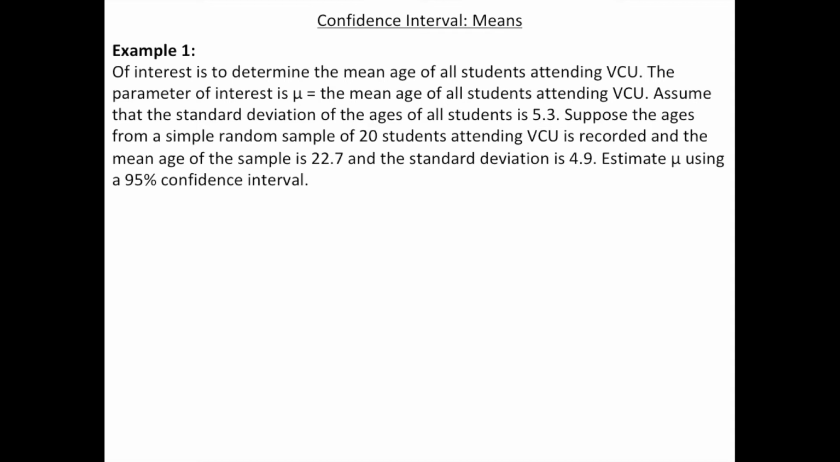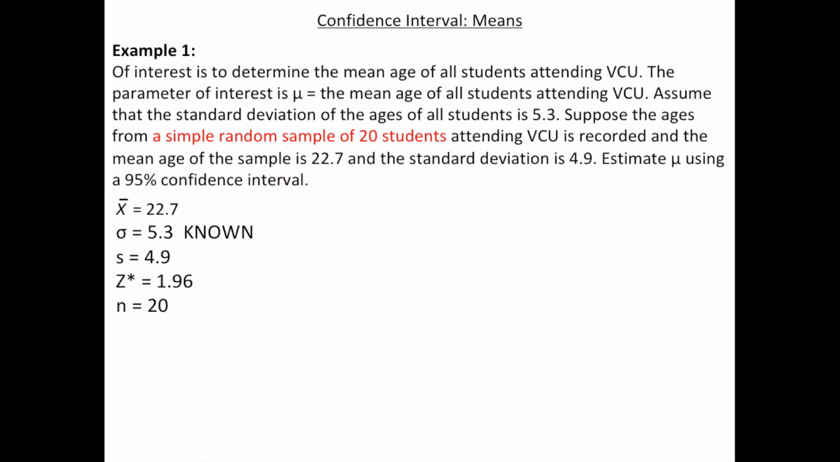So if you remember the 4 stages of a confidence interval, the first thing we need to do is identify all of our values. And so first, we know that we have a sample mean of 22.7. We also are given a standard deviation for the population, which is 5.3, but we're also given a sample standard deviation of 4.9. Now, even though we have a sample standard deviation in this problem, we know our population standard deviation, so we're going to find z star. And since we have a 95% confidence interval, our z star is 1.96. And we have a sample size of 20.